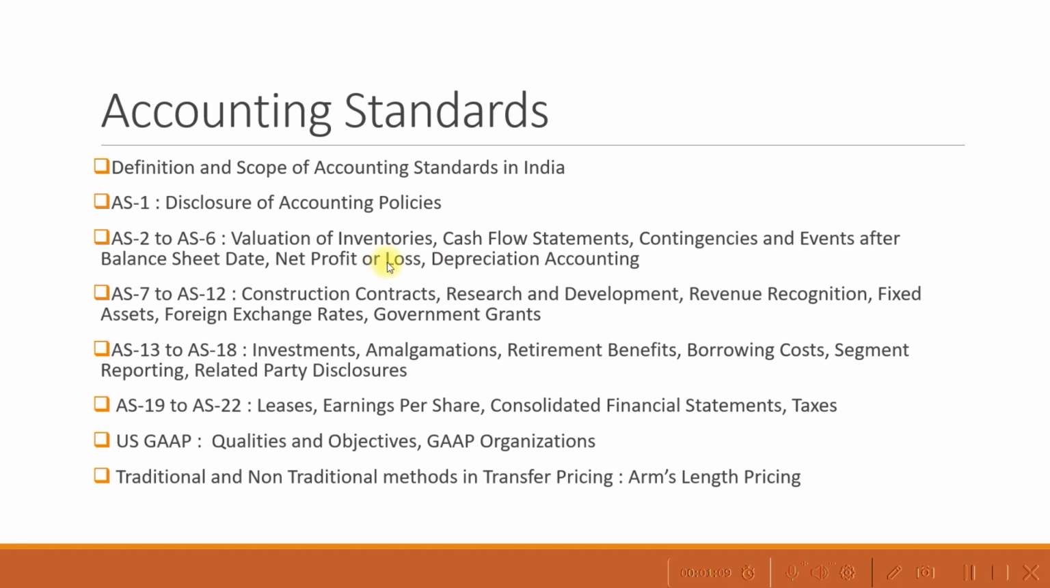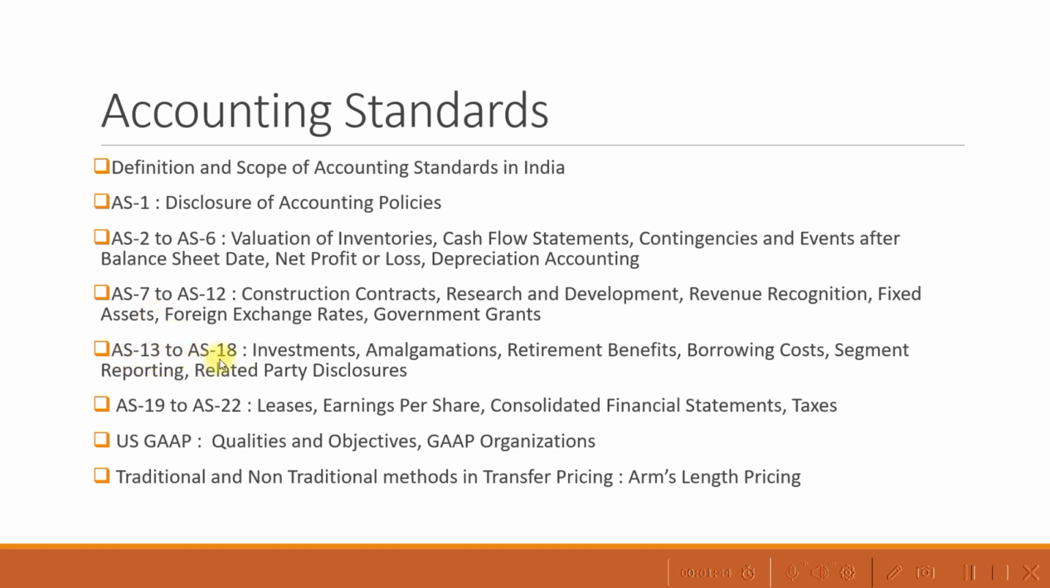Net profit or loss and depreciation accounting. From accounting standard 7 to 12, we'll be explaining construction contracts. We will be just touching base with research and development, which is not a standard now. We'll be doing revenue recognition for fixed assets, foreign exchange rates and government grants, of which we'll be probably doing the fixed assets.